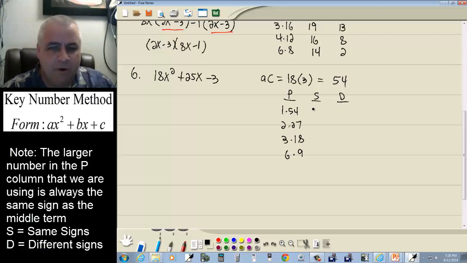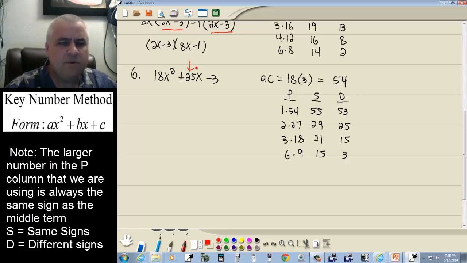Then we add them. 1 plus 54 is 55. 2 plus 27 is 29. 3 plus 18 is 21. 6 plus 9 is 15. You subtract them, smaller from larger. 54 minus 1 is 53. 27 minus 2 is 25. 18 minus 3 is 15. 9 minus 6 is 3.